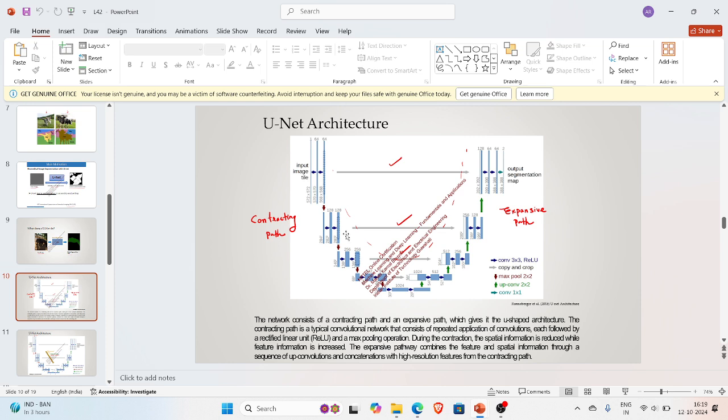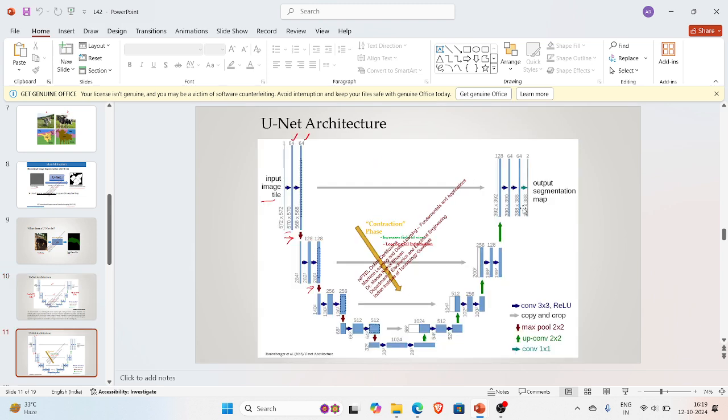To store the spatial information in the upsampling process, the downsampled part is concatenated to this. As you can see, this is concatenated and then upsampled. Okay, so this is important. It is used for preserving the spatial information.